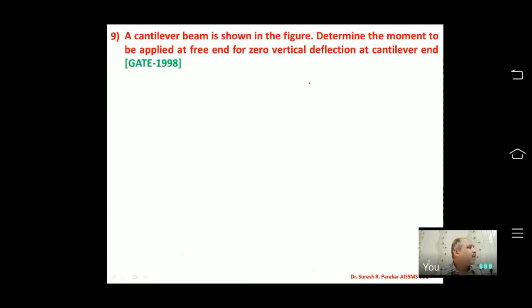Now we will switch over to the next problem, which was actually asked in GATE 1998. Now just see, try to understand the problem. Determine the moment to be applied at the free end for zero vertical deflection at the cantilever end. Means I want zero deflection over here. So deflection due to 9 kilonewton is in the downward direction. So now due to M, in which direction do we require deflection? We require deflection in the upward direction.